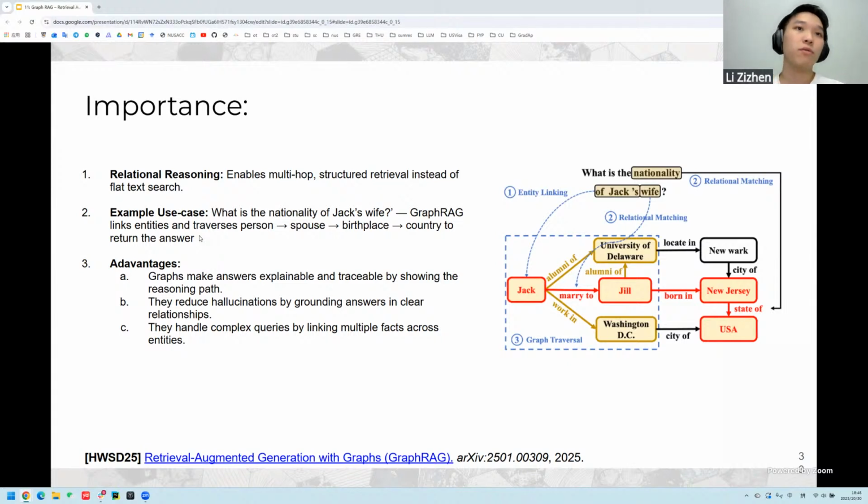So the graph will make the answer explainable and traceable by showing the entire reasoning path, and it can also reduce hallucination by grounding the answer in a clear relationship. Lastly, it can handle complex queries by linking multiple facts across entities.